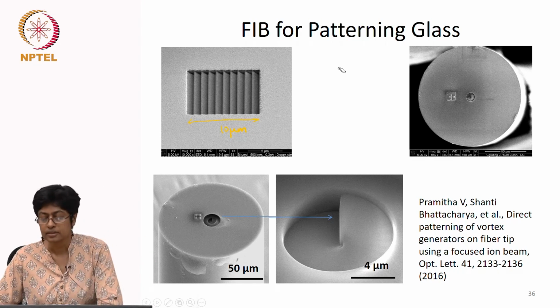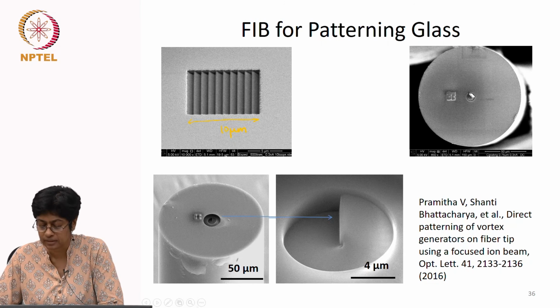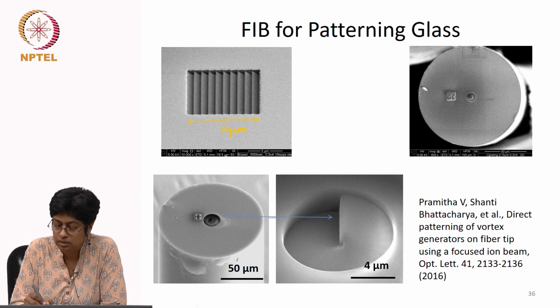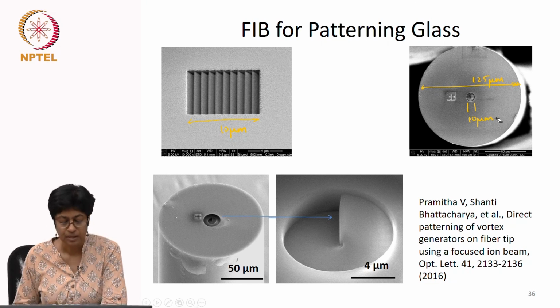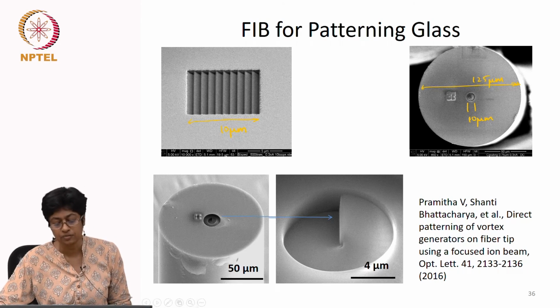right? This is actually a grating, a circular grating fabricated on a fiber tip. So this is the diameter of this, it's a fiber. So the diameter is 125 microns. Again, this is roughly 10 micron diameter. And these are some other kinds of elements also fabricated on fiber.